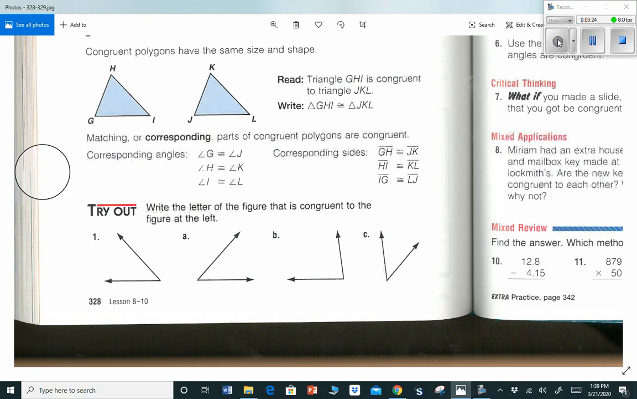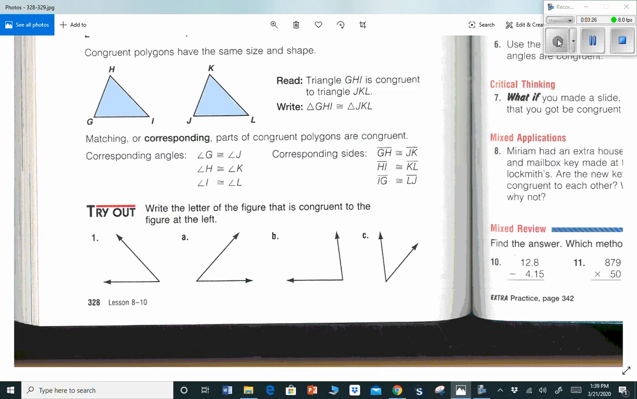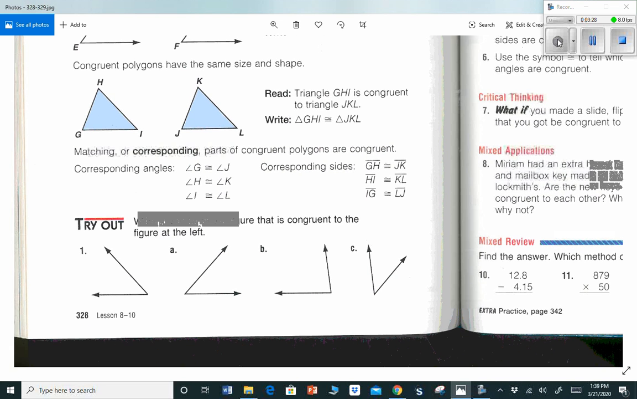Any kind of polygons can also be congruent to each other. Remember, polygons are just shapes made out of line segments. In this case, triangles. And again, you could use your ruler and protractor to make sure that those are actually the same. You could also trace one of them and put it over top of the other one and see if it all matches up. So you would say triangle GHI is congruent to triangle JKL.